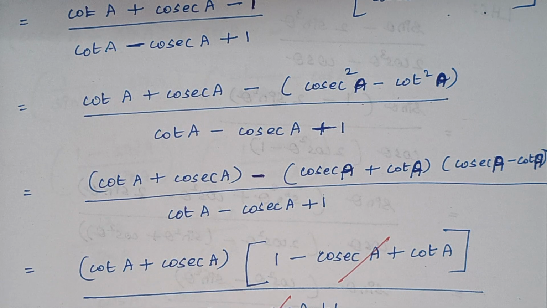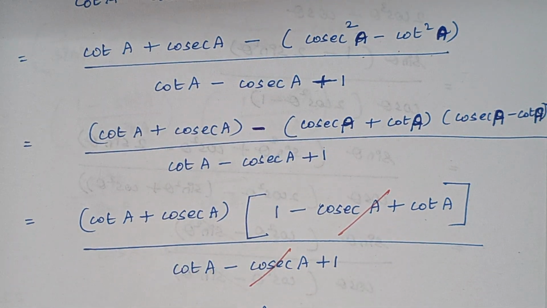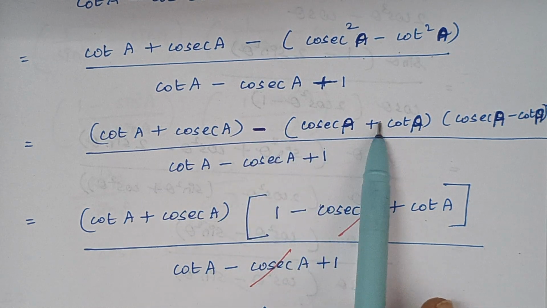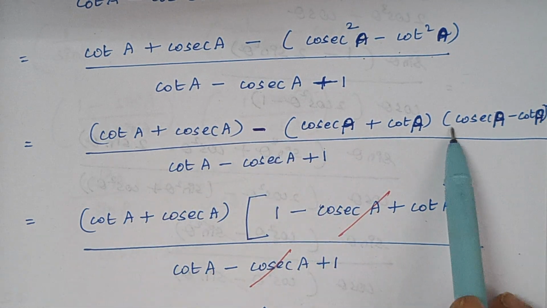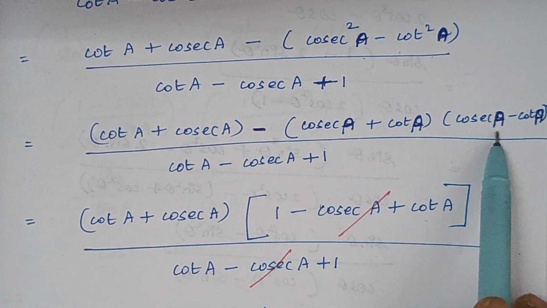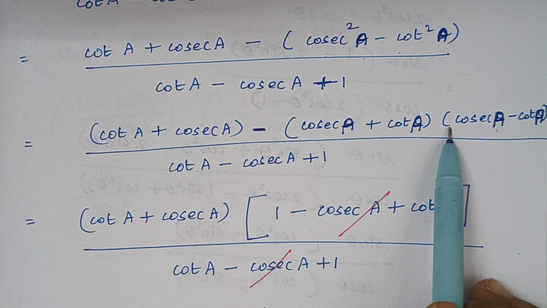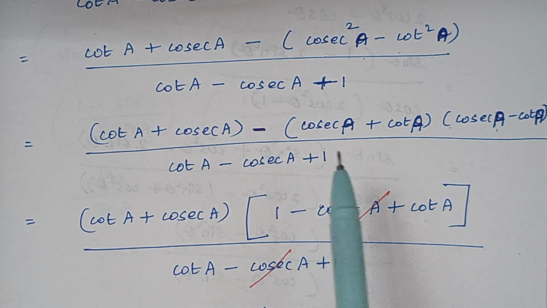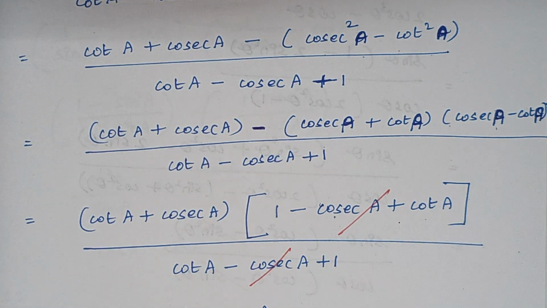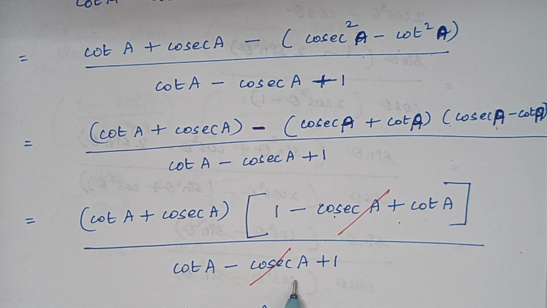So when you take this term outside, the remaining terms will be, in the place of this, we will be having 1 minus, and this term we have taken outside, and the remaining we will be having this term. Right, when this minus is moved inside, what happens? Minus into plus cosecant A becomes minus cosecant A, and minus into minus cot A becomes plus cot A. Right, divided by, and this denominator term as such.